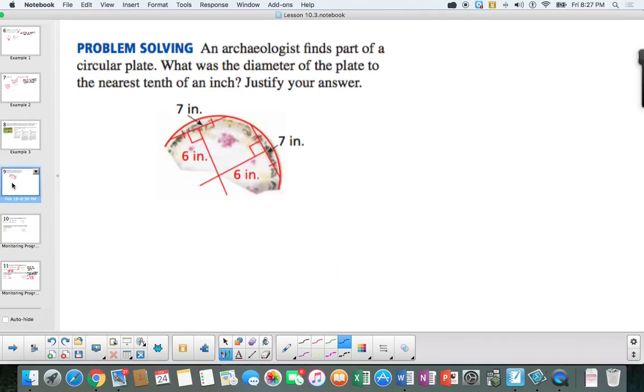All right, let's take a look at an archaeologist application problem. Suppose we have a partial dish right here, and we can measure this chord right here. We can measure it 7 inches, and we can measure this 7 inches. All right, and then we know that this distance here is going to be 6 inches, and this distance will be 6 inches. The question is to find the diameter of the plate.